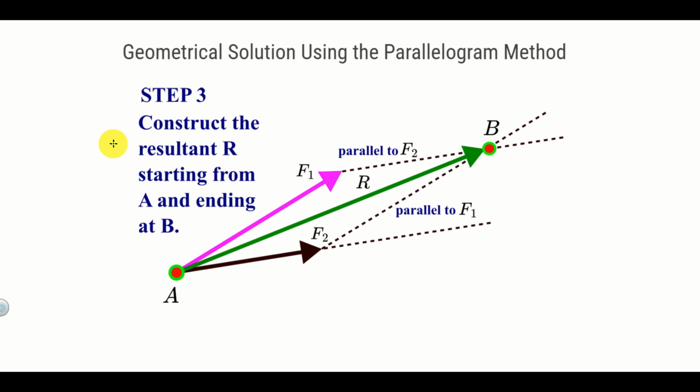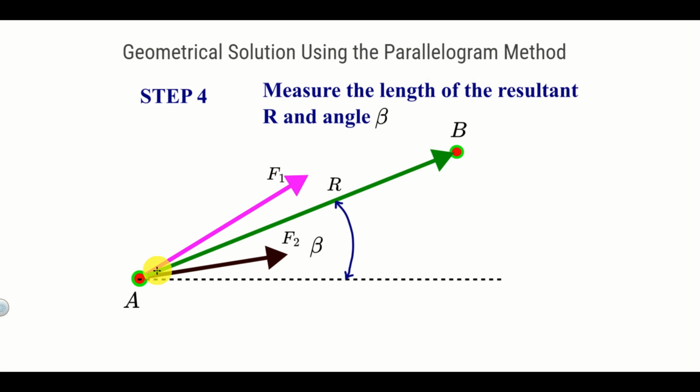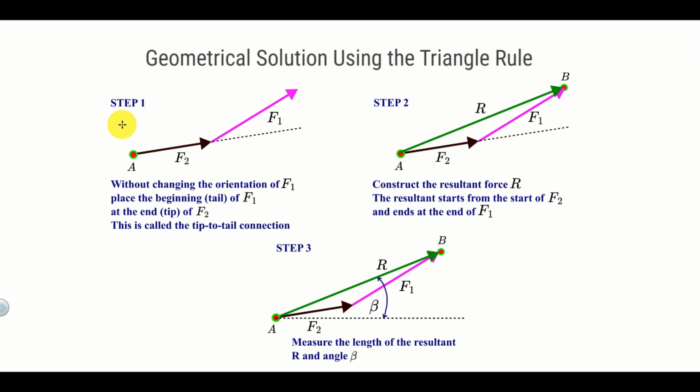In step 3, we can construct our resultant. The resultant starts from A and ends at B. The resultant is actually determined by the intensity of the vector R and the angle beta. We can measure the intensity by simply using a ruler and measuring the length of this vector. Or if you're using CAD software, you can simply measure the length of the vector. To measure the angle beta, we can use a protractor. Or in CAD software, you can simply measure the angle that this vector makes with the horizontal axis. And that's it.